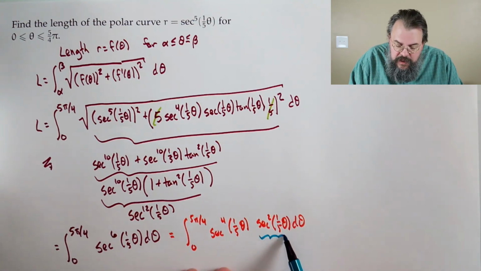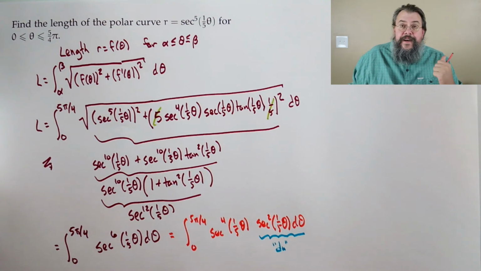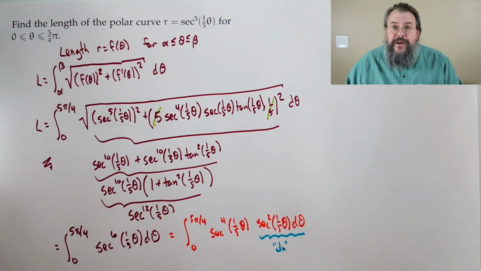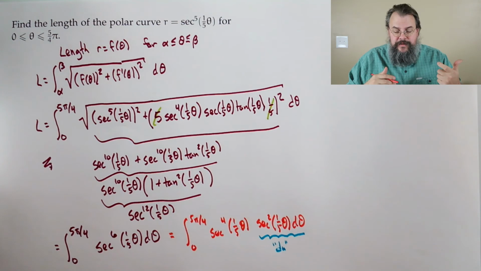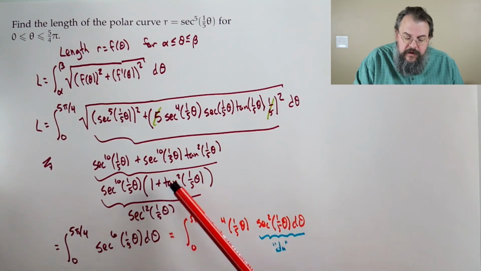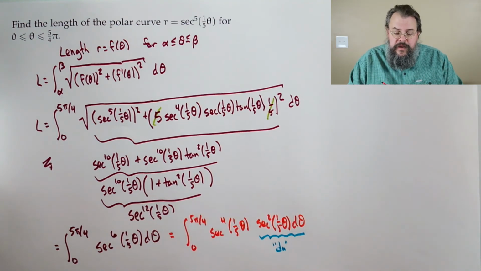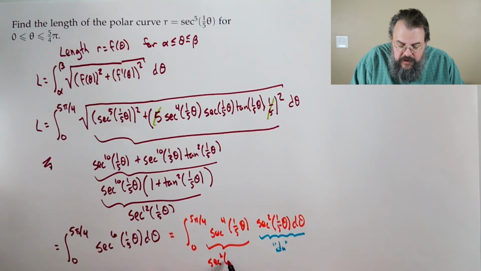We're shooting for this to become our du in some sense. We'll have to play around with that. The way we do that is to take all that other stuff, this secant to the 4th, and turn it into stuff with tangent, because the derivative of tangent gives us our secant squared on the end. We go back to the same identity that let us go from there to there. No problem: secant to the 4th is really the same as secant squared, squared. So we can think of it in that way.